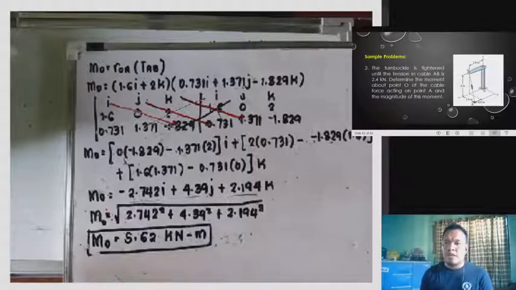So, yun. I do hope na naintindihan nyo yung discussion natin about the 3-dimension force system, yung pagkuha ng component, pagkuha ng moment, no? Pag-moment ng mga forces na 3-dimensional force system. Okay.